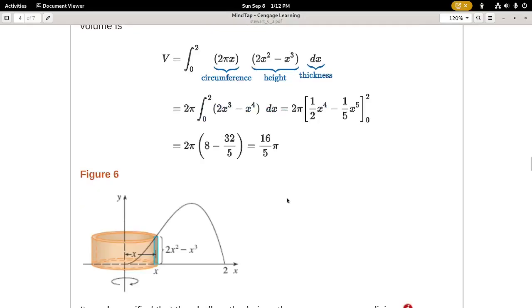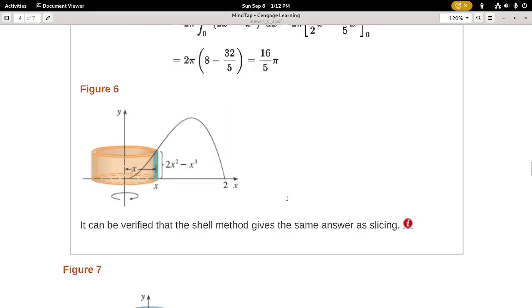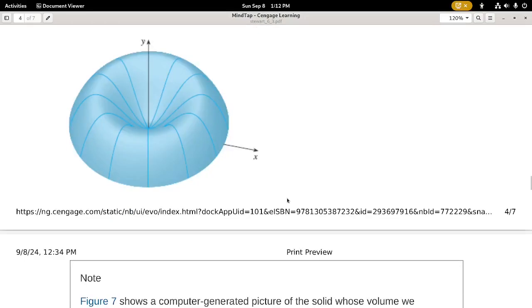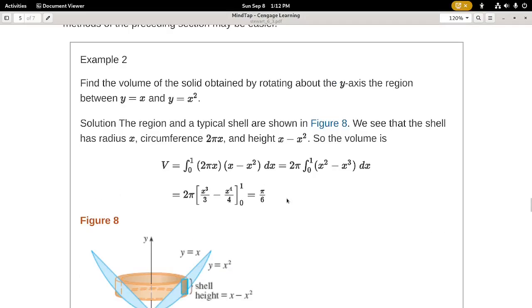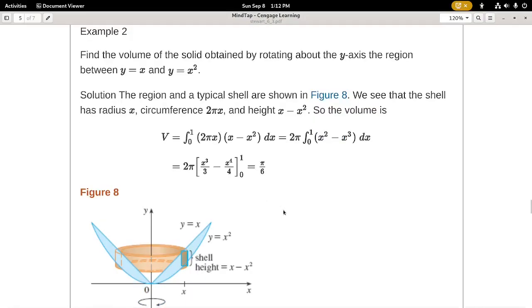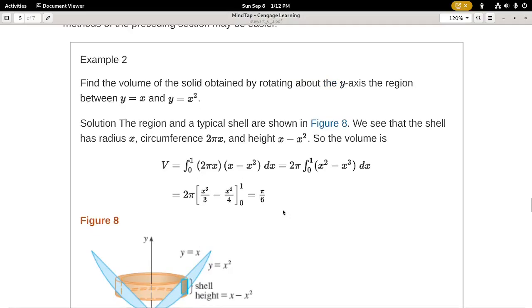Alright, pretty simple. But let's look at even more examples, so that we can see some more things in practice. Okay, so now let's see how we apply this idea of circumference, height, thickness, all that stuff, whenever we're looking at an area bounded by two different curves instead of just one curve and the x-axis.